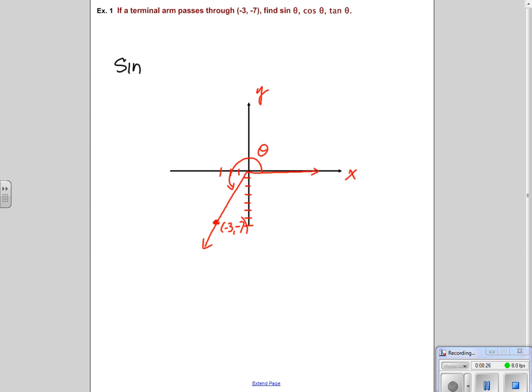Sine of theta, which I don't know its value, is y over r. Oh, hold on. I have my y value, I have my x value, but I don't have my r value. We find the r value by using Pythagorean theorem. I have a little invisible triangle here that has one side 7 downwards and one side 3 across. I can use Pythagorean theorem on the x value and the y value to get the r value.